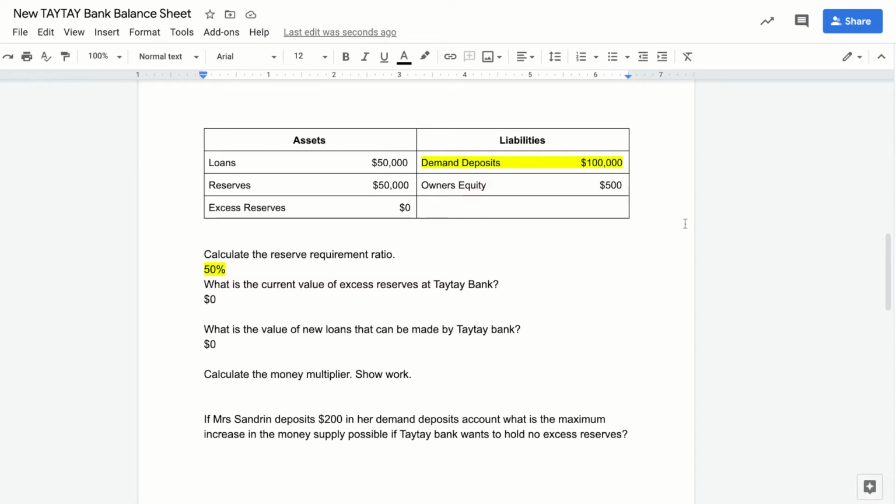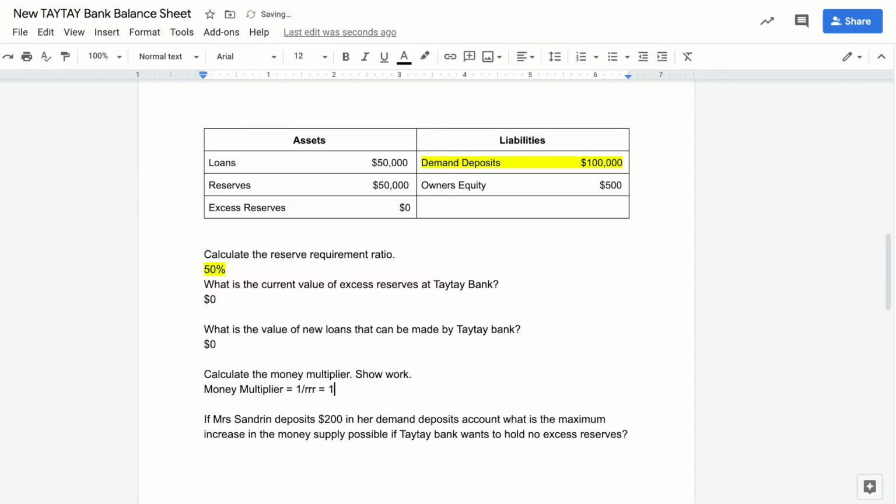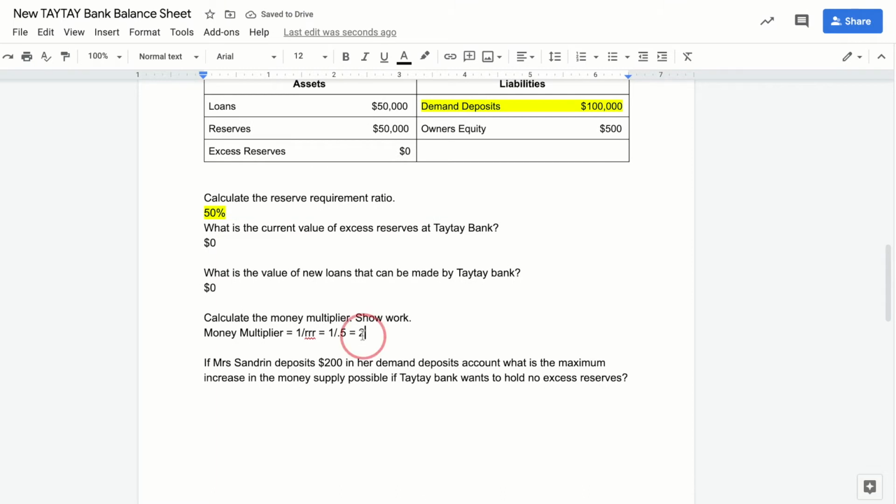Next, we can calculate the money multiplier. Remember your money multiplier formula is 1 over the reserve requirement ratio, or 1 over the RRR. Right now, that would be 1 over 0.5, because it's 1 over 50% in decimal form. Half goes into a whole 2 times. And so our money multiplier right now is 2.